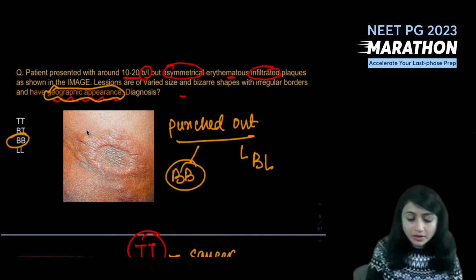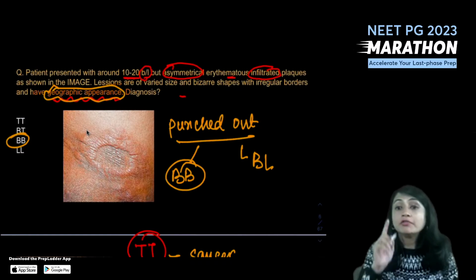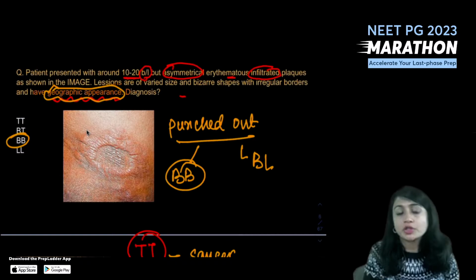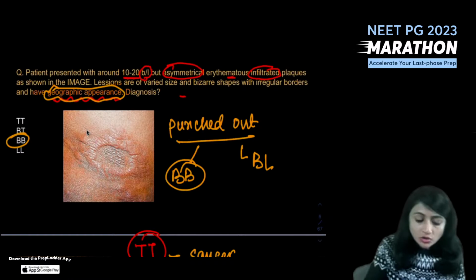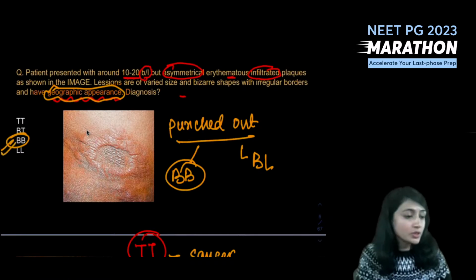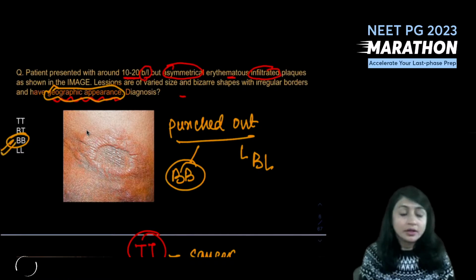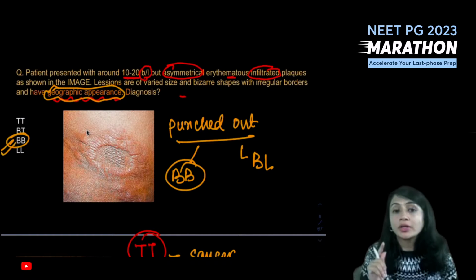So here the answer would be BB. If BB was not there in the option, then you could have thought of BT or BL, but BL was not given here. So here my only answer that is possible is BB. Okay, so please don't get confused.